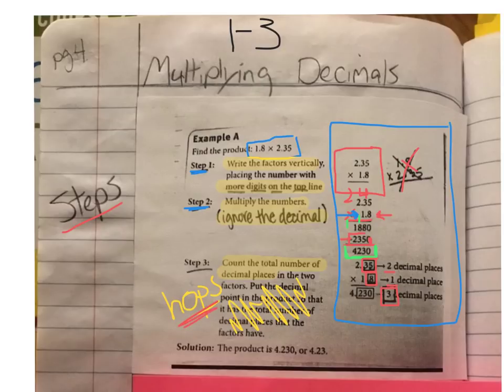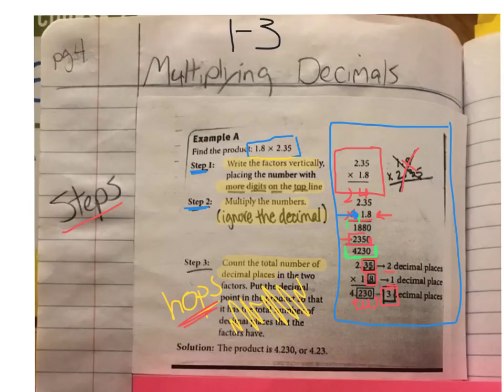So we pretend that we start with our decimal right here after the ones place, because that's where our decimal always goes, and then we do 3 hops. 1, 2, 3, and look at it, ended up right where they put the decimal. So the total number of numbers past the decimal is how many hops we have to do in our answer.